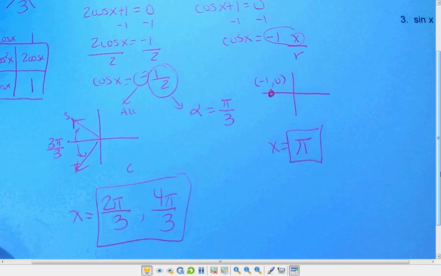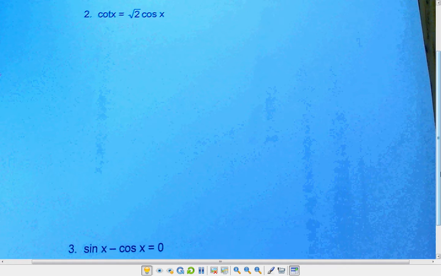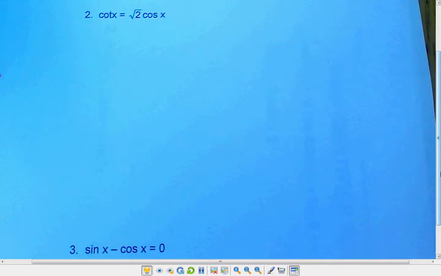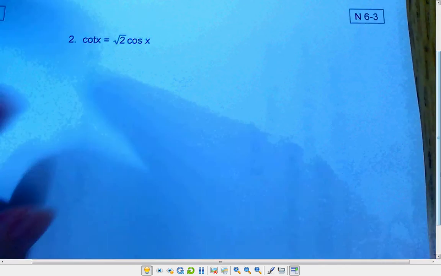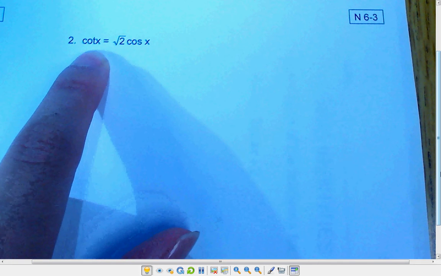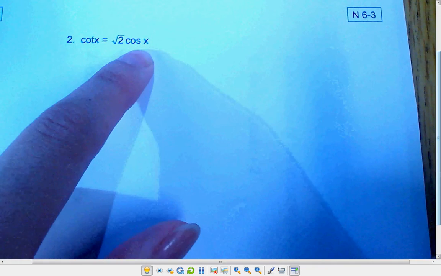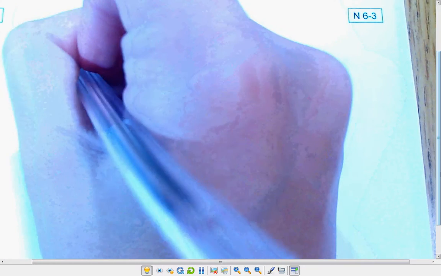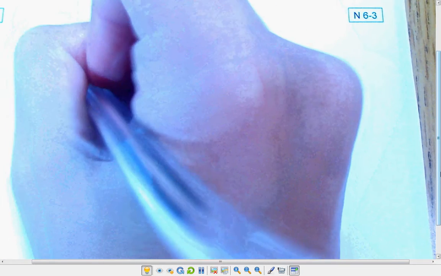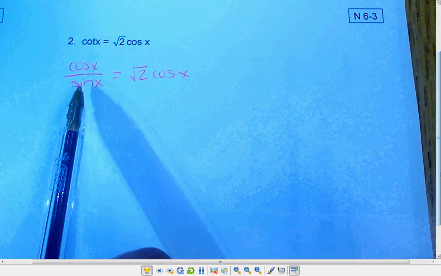Okay, now let's look at number 2. So for number 2, I have cotangent x equals √2 cosine x. So again, we're using our trig identities. Cotangent can be rewritten as either 1 over tangent or cosine over sine. Because this is a cosine, I'm going to use cosine x over sine. So I'm just replacing cotangent x with cosine over sine.